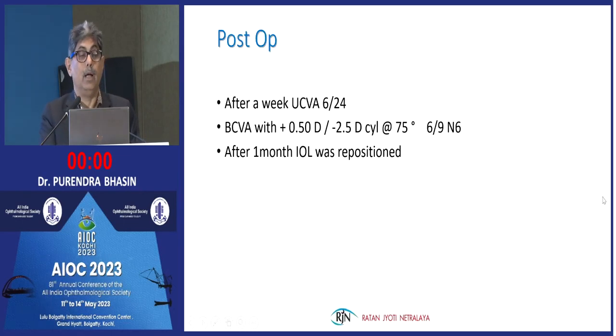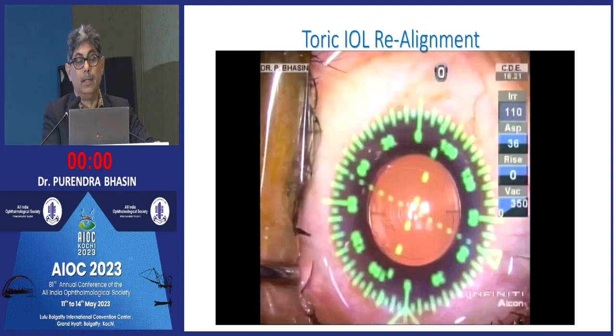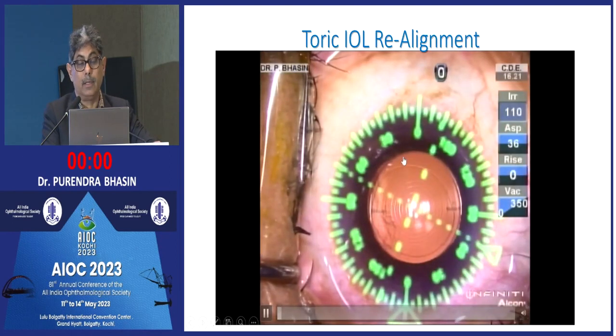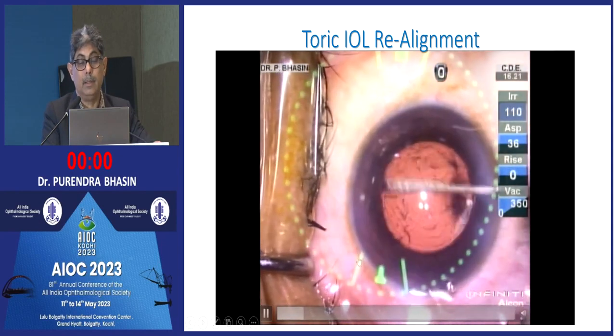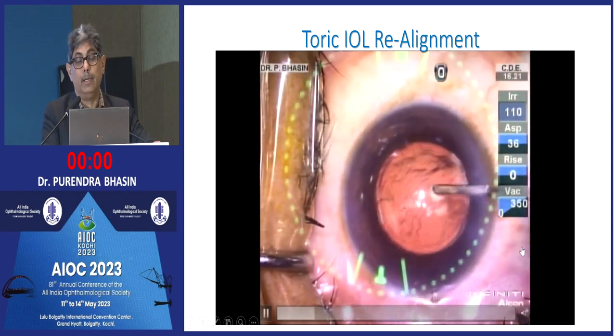Now, the immediate post-operative period: the next day, the patient's vision was 6/9. After a week, the patient came to us and said that her vision had decreased to 6/24. Best corrected vision with plus 0.5 diopter sphere and 0.5 diopter cylinder was 6/9. So there was no other problem, but the lens has rotated, and this is what is seen. Instead of the 170 degree meridian, the lens has moved to 90 degrees.